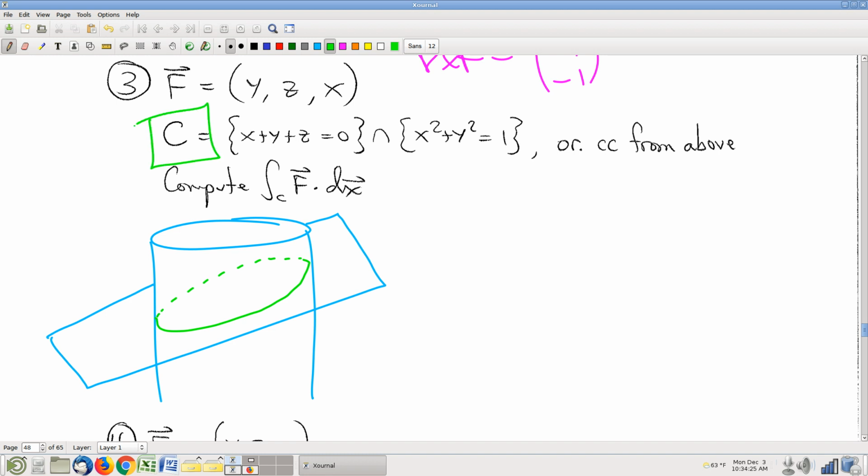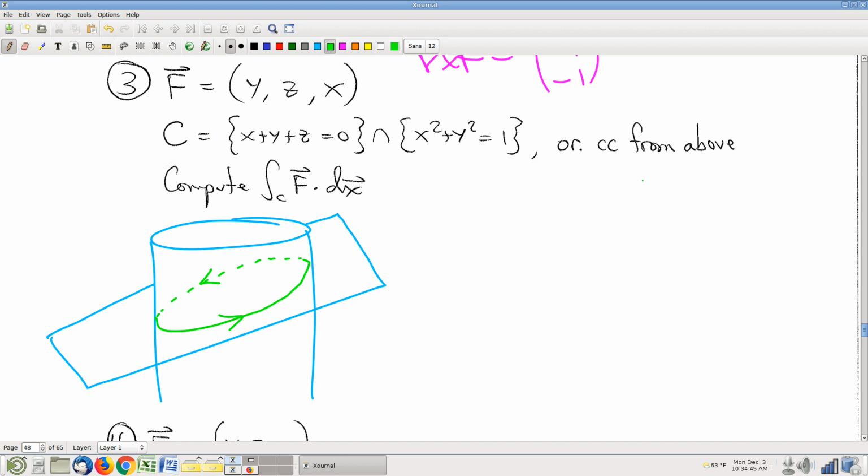Oh, wait a second. It's oriented counterclockwise as seen from above. The orientation has to be given if you want to compute a line integral. So counterclockwise as seen from above, and that means like this. Everybody good there? Okay. All right.